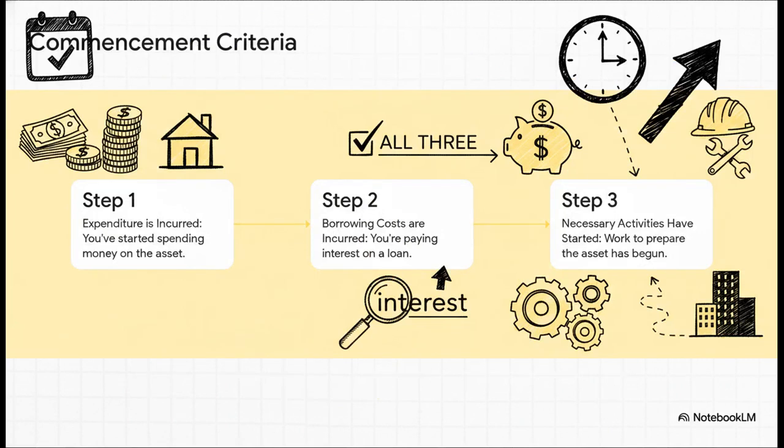First, you've actually got to be spending money on the asset. That's your expenditure. Second, you have to be incurring borrowing costs, the interest on a loan. And third, the real work to prepare the asset has to have begun. The biggest takeaway here, all 3 of these have to be happening at the same time.